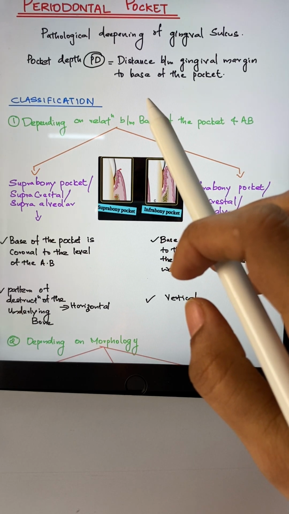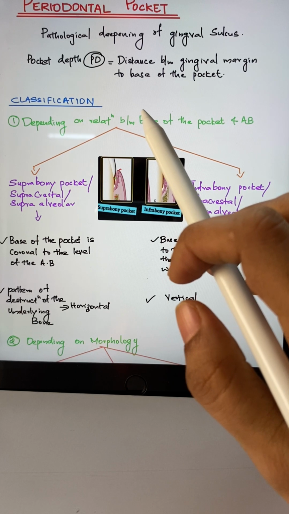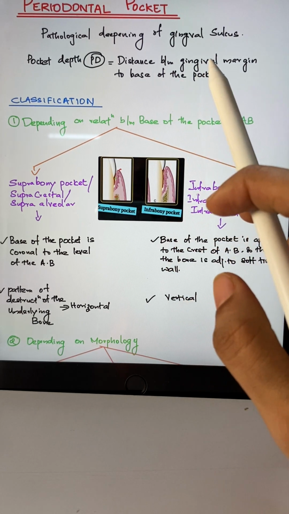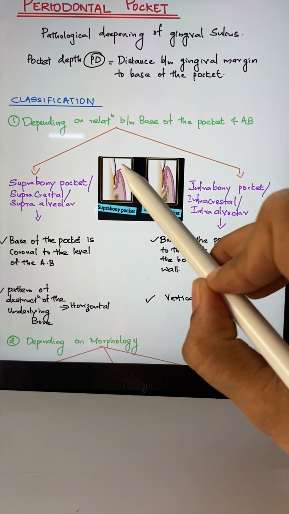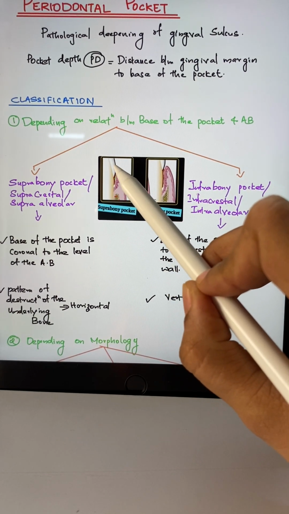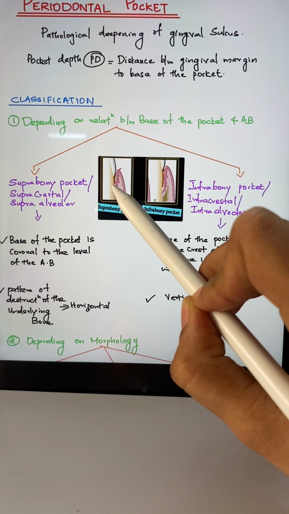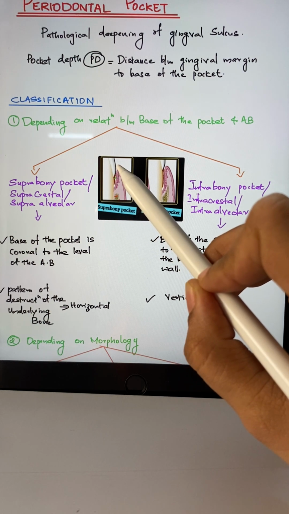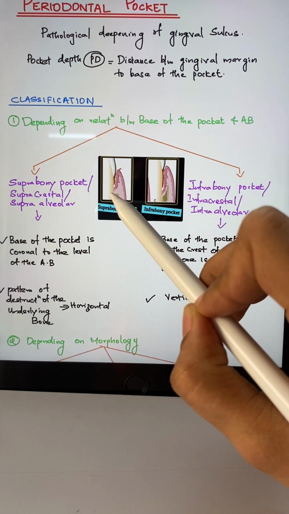Then how will we calculate the pocket depth? Pocket depth we will calculate by measuring the distance between the gingival margin and the base of the pocket. So the gingival margin is this, and the base of the pocket is here. So we have to calculate the distance between the gingival margin and the base of the pocket.